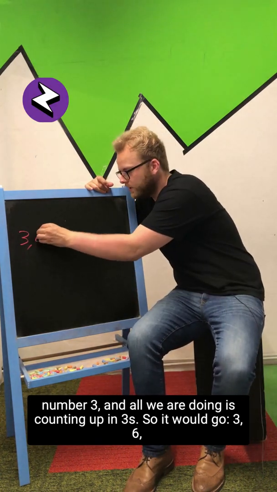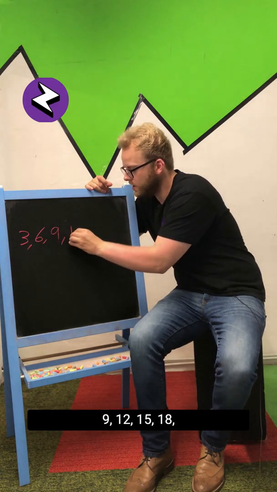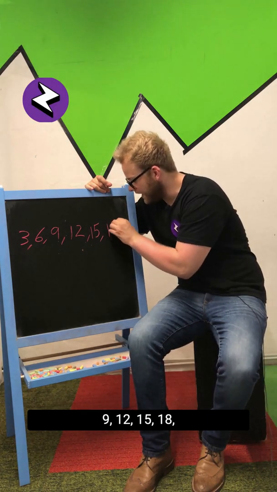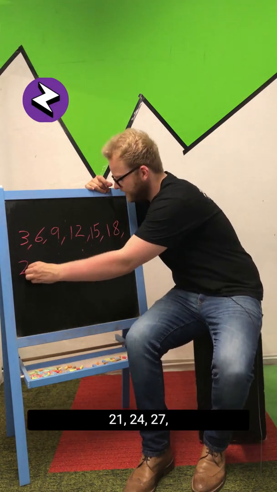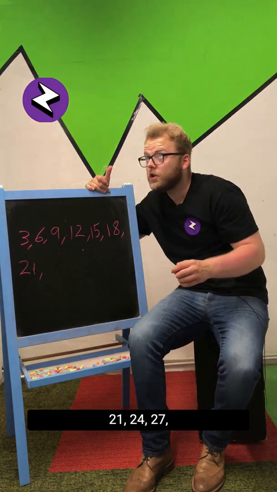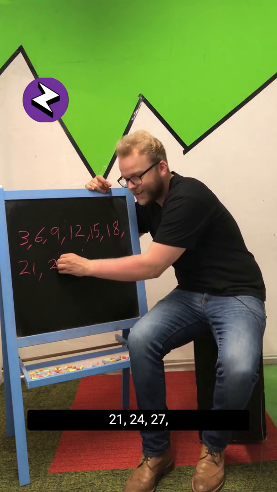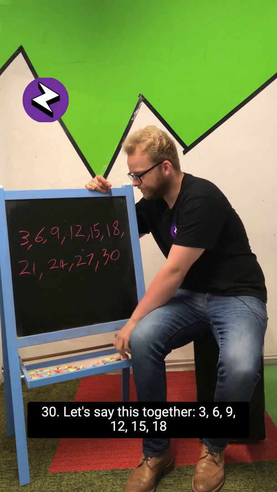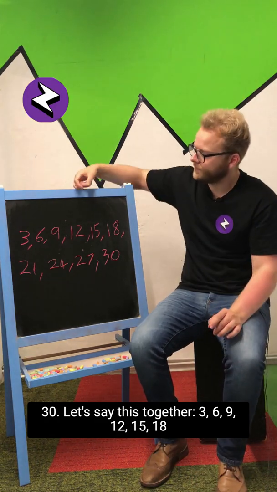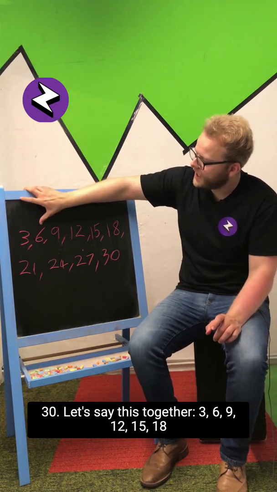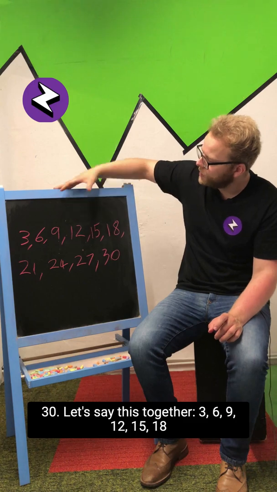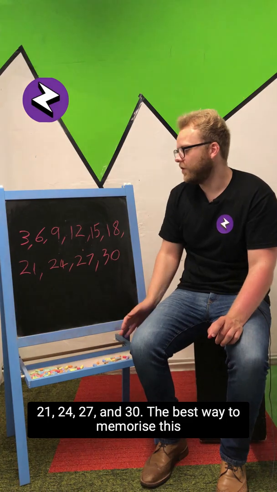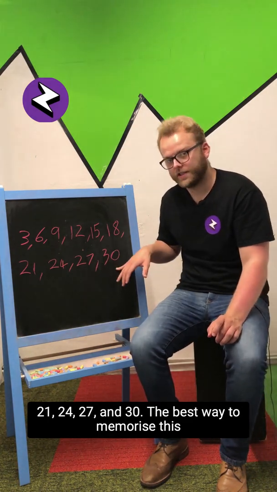So it goes 3, 6, 9, 12, 15, then it goes 18, keep going, then it goes 21, and then 24, very good, and then 27, and the final one is 30, okay? So let's say this together. It's 3, 6, 9, 12, 15, 18, 21, 24, 27, and 30.